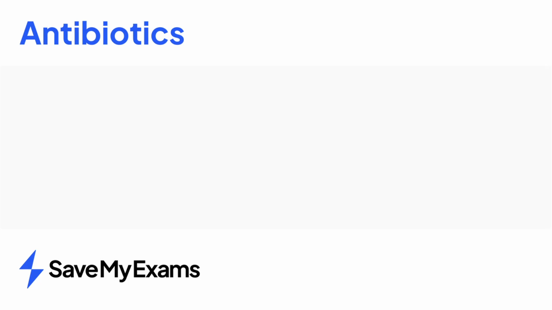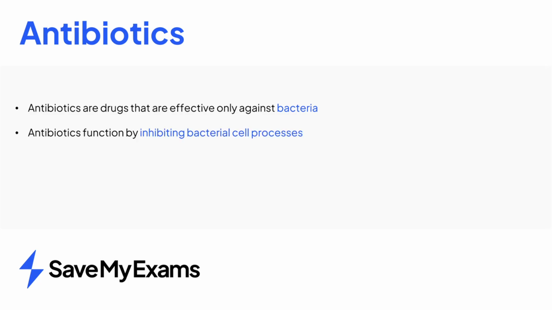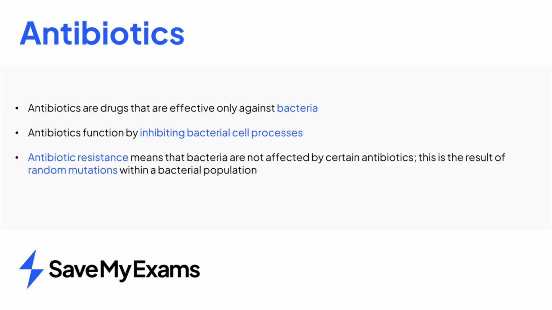In summary, antibiotics are drugs that kill bacteria but not viruses or fungi. They work by inhibiting certain cell processes in the bacterial cells. For those of you studying the extended syllabus, you also need to know that bacteria can develop resistance to antibiotics, which means that the antibiotics are no longer effective at killing the bacteria. This is caused by random mutations within bacterial populations.